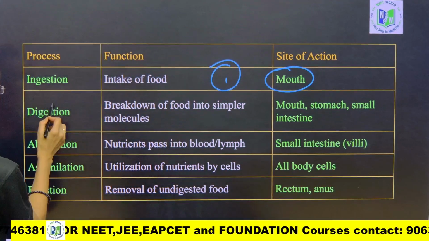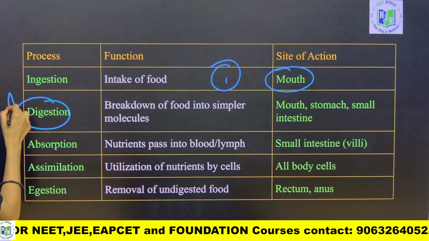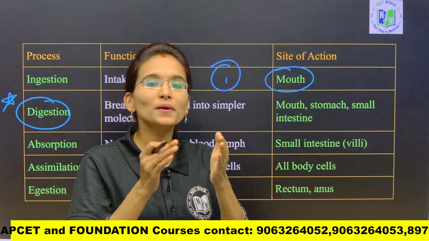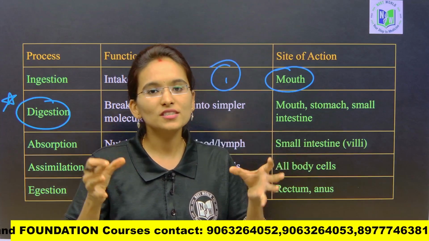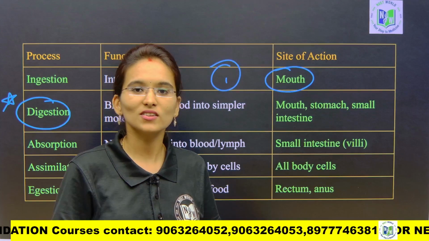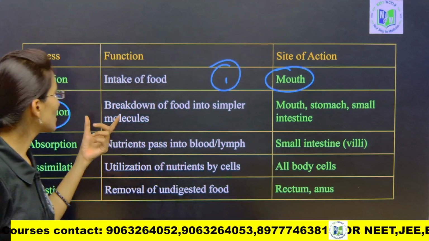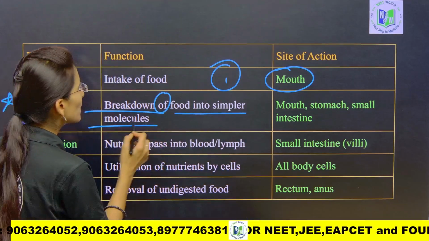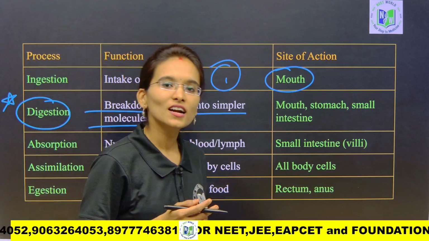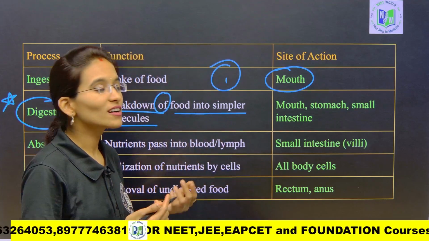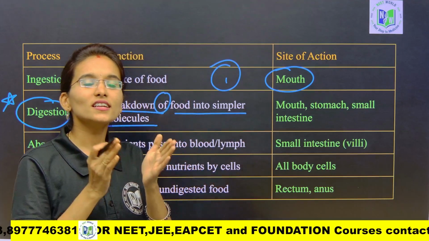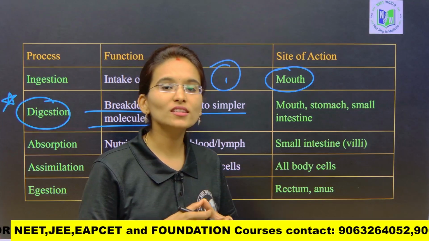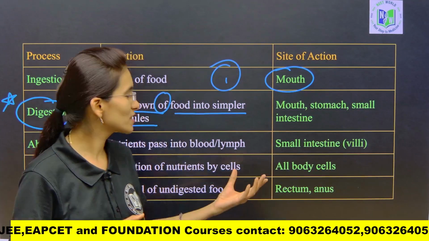And the next process is digestion. So generally what is digestion, my dear students? Breakdown of the complex food substances into simple substances. So that is only called digestion. Yes, look into this. Breakdown of the food into simpler molecules is called digestion. And where is it going to occur? The process of digestion starts from the mouth, and then it ends towards the anus.